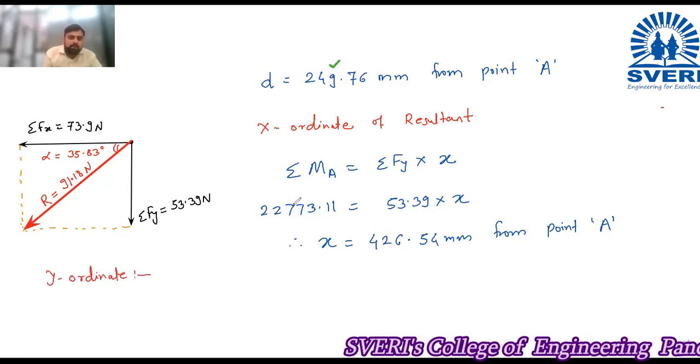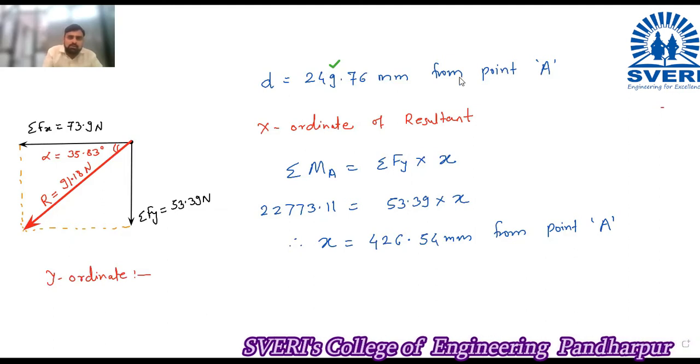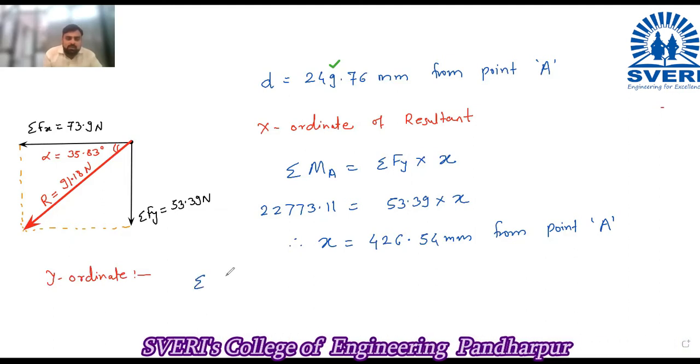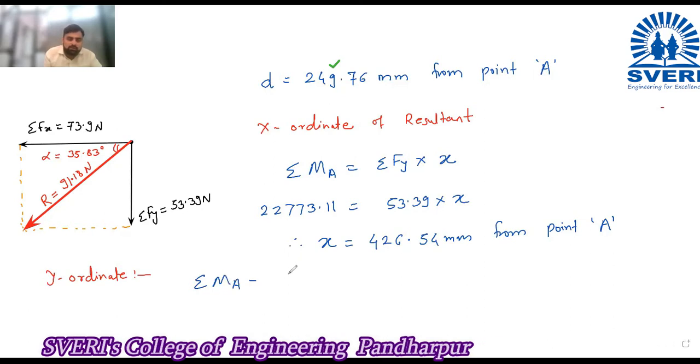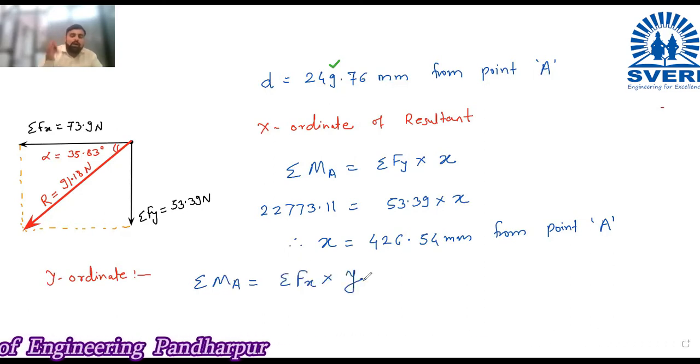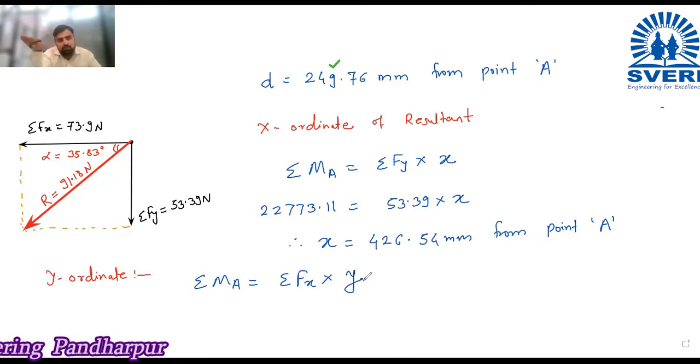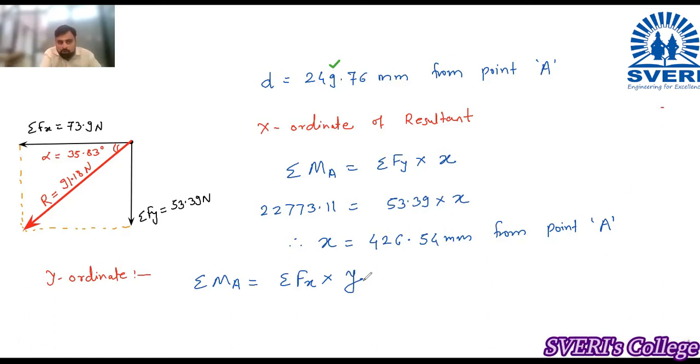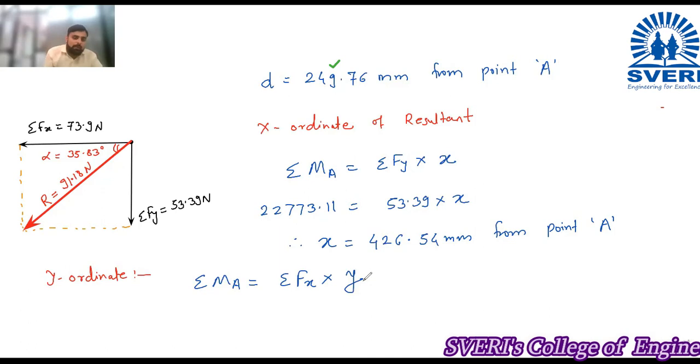Now how to calculate the y ordinate? Similarly, the same formula you are going to use, but the change is that summation M about A is equal to summation Fx into y, because I want y. When the distance is vertical, your force must be horizontal. So for the vertical distance, you should consider summation Fx. For the horizontal distance, you should consider summation Fy.